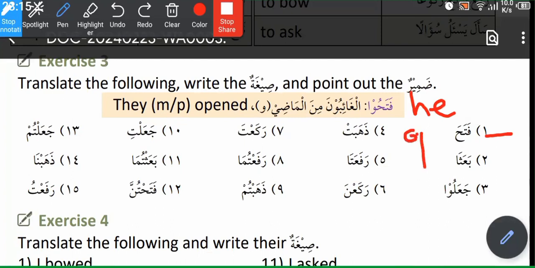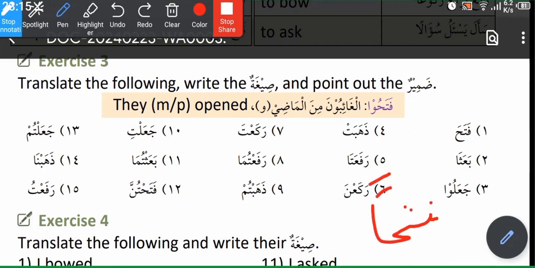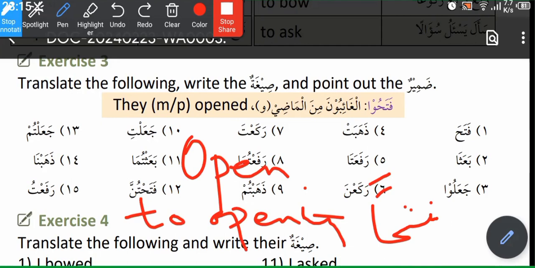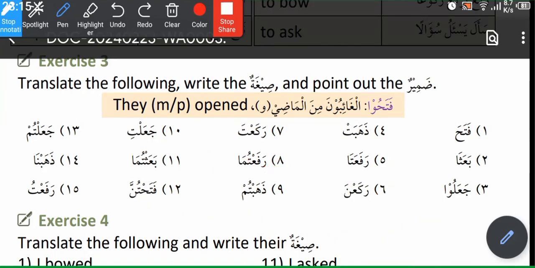This is a very, very important point number 1. He opened. If you want to say to open, then you will say fathan. Fathan can be referred to the translation to open, or also opening, like the opening statement. The opening thing. Thing that opens is also called fathan. Okay, so fataha means He opened.